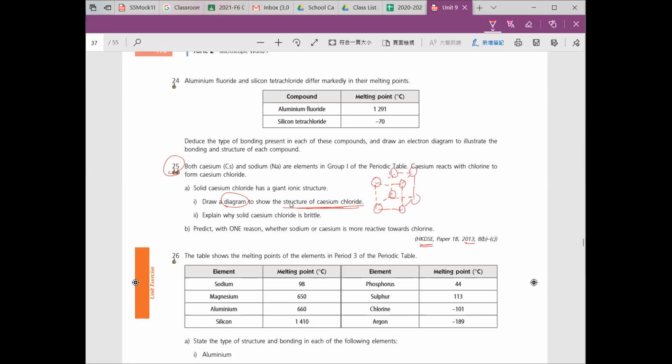For example, this represents what? And this will represent what? You are going to tell it clearly. If I take the one in the book, you may write down a cesium ion here and chloride ion here. How about in reverse? If I exchange it, is it also okay? The answer is yes. Why?